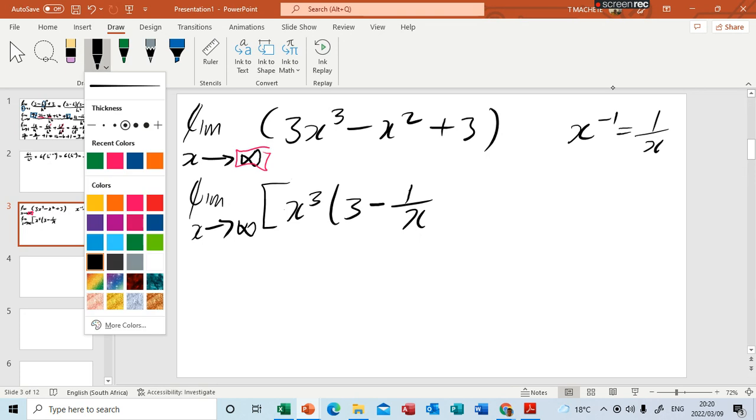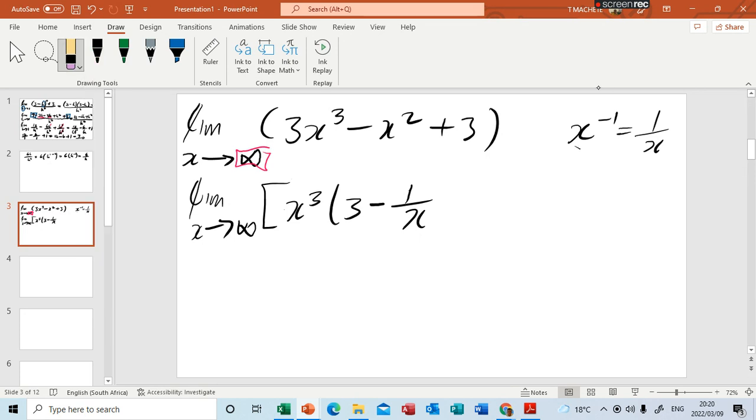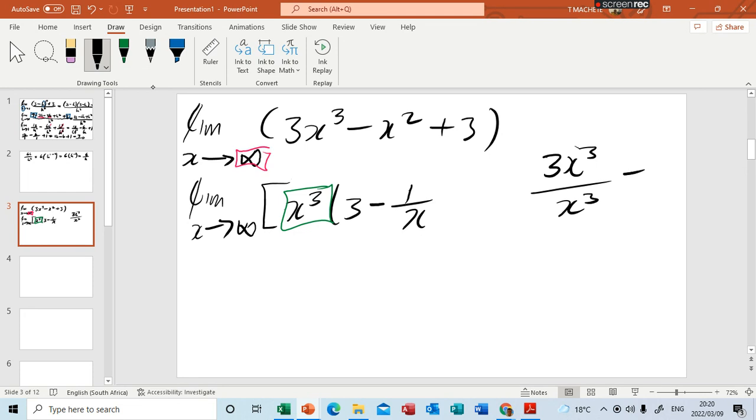This is what you're doing, guys. For those who don't understand it, let me show you. This is how you remove the bracket. Since you factored out the term with the highest power, you're gonna say 3x cubed over x cubed minus x squared over x cubed. So you're gonna divide everything with the one that is outside. What am I doing? Oh, here it's 3. What am I doing?